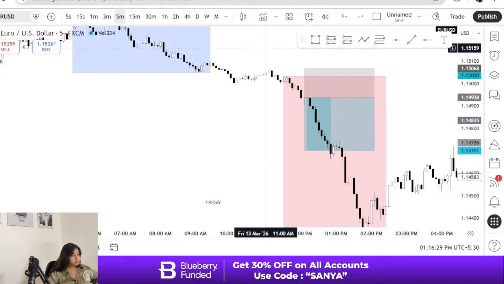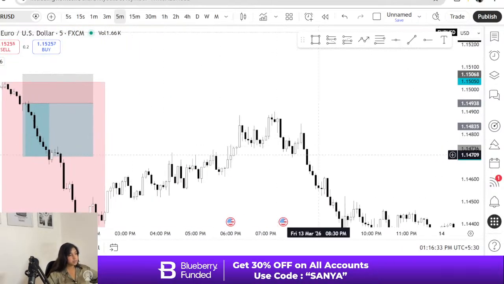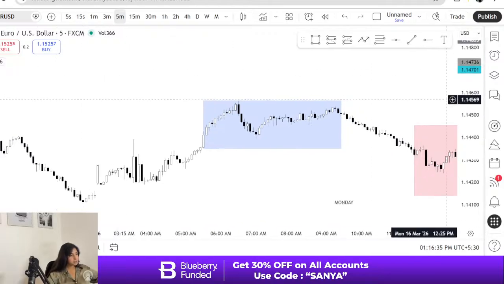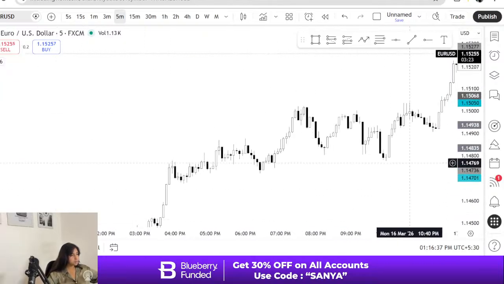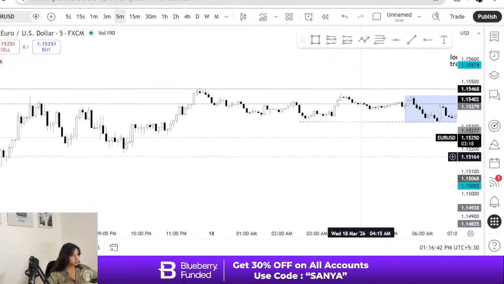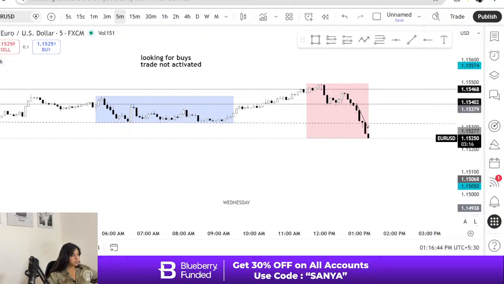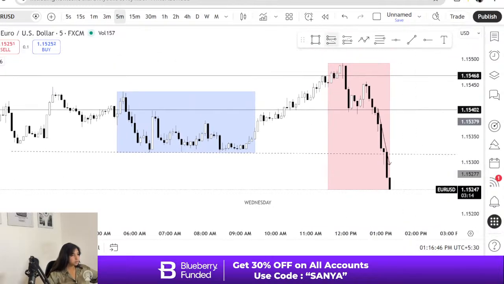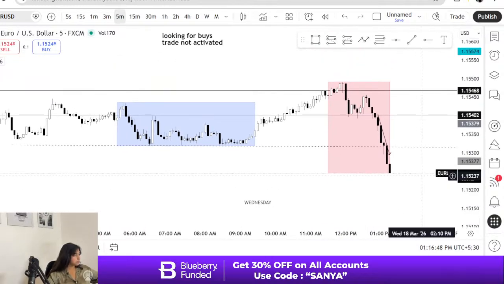But I love the direction that Euro USD gives. It's really smooth. Sometimes it's like no manipulation, nothing. It's just a one-sided move. I love that about Euro USD. Always you get one-sided moves. Even today, the move is straight to the downside.